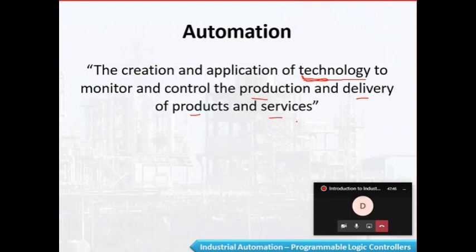Here I have used the word production, and here there's the word product. So what is the difference? Say for example, if you are manufacturing a car, it's a product. If you are manufacturing a phone, it's a product. Service means, say you are receiving electricity or transport, it's a service, no? So for the production and delivery of these products and services, we use technology.